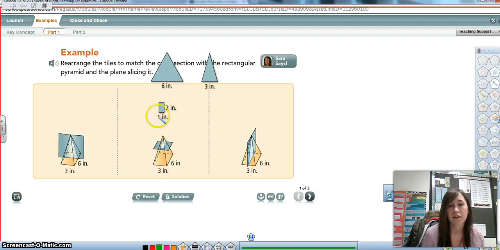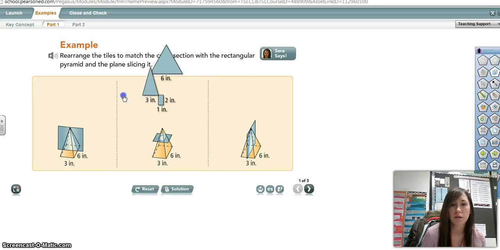In this case, though, they tell us it's 2 inches and 1 inch. Okay, so we have two triangles here that would go with the vertical cut. For this triangle, whenever you slice down, the length of the base of your triangle should be the same as this measurement of the base of our pyramid. So the first, or the 3 inches, would go with this one.